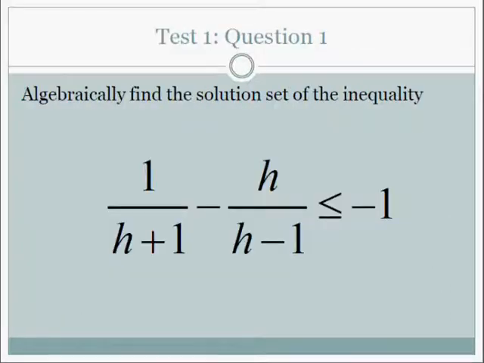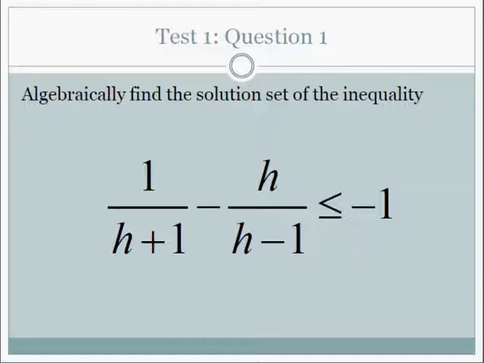So on our first question, I asked students to solve an algebraic inequality. Find the values of h that satisfy this inequality. We had 1 over h plus 1 minus h over h minus 1, and then that difference has to be less than or equal to -1. Find all values of h that satisfy the inequality.